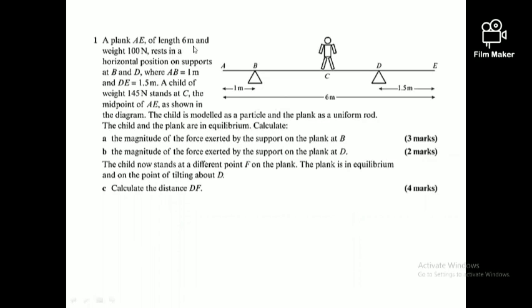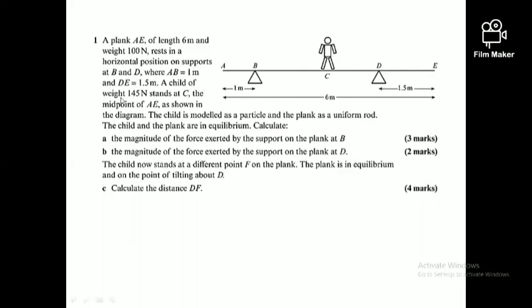Let's go ahead. And weight 100 newtons, rest in a horizontal position on two supports B and D. Since it is at rest, the object is in equilibrium. Therefore, we can consider upwards force is equal to downwards force for this kind of question. And for moments, if you consider the moments around one point, the clockwise moments equal the anti-clockwise moments, where this length AB is 1 meter and DE is 1.5 meters.